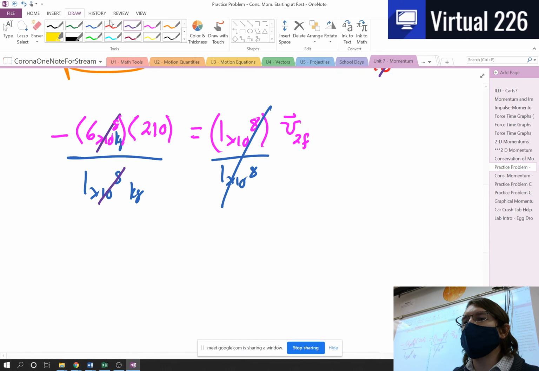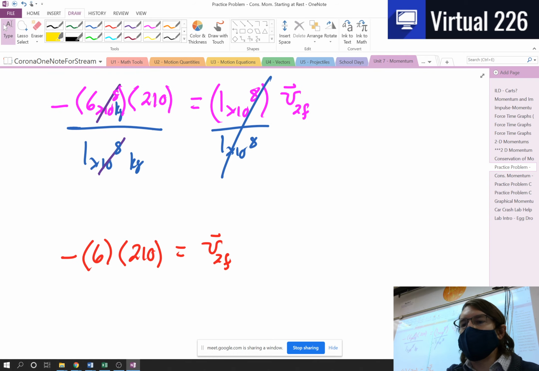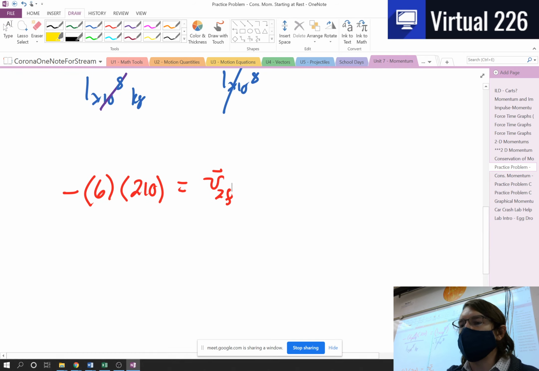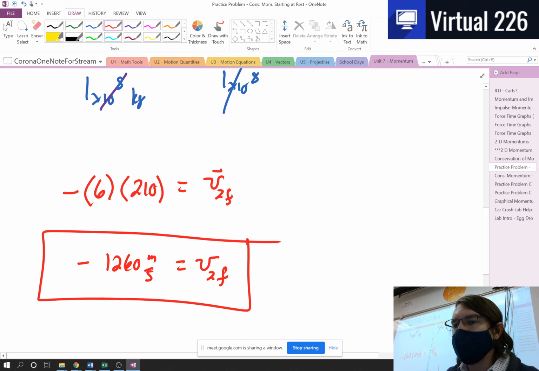So this problem quickly becomes for me just negative quantity 6 times 210 equals v2f. Because my denominator here is only a 1, I'm not even going to write it. And I can just go to my calculator, say, what's 6 times 210? It gives me 1260. And I know that's a negative value because it's moving in that negative direction as we designated in the problem. So that gives us our final answer for not only the direction, but the magnitude of that second piece.